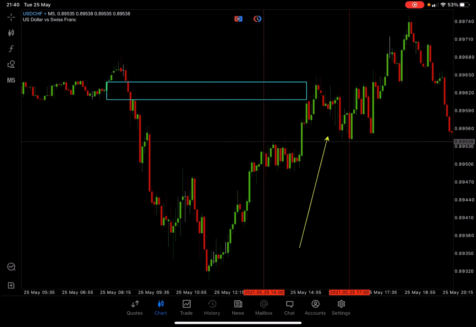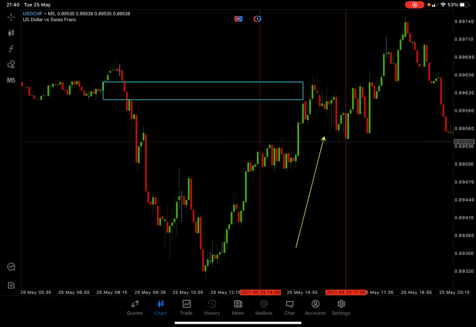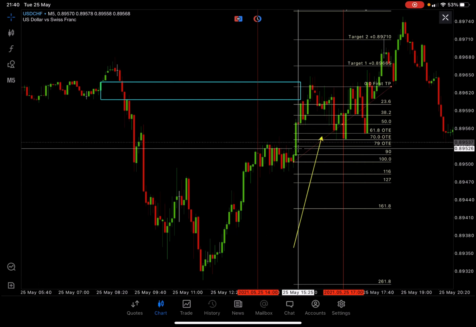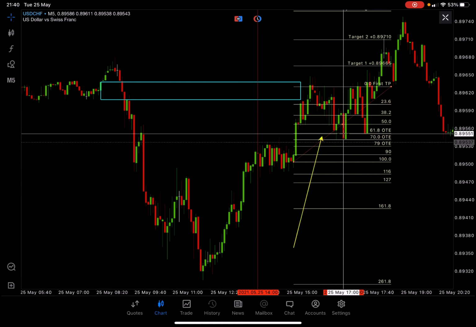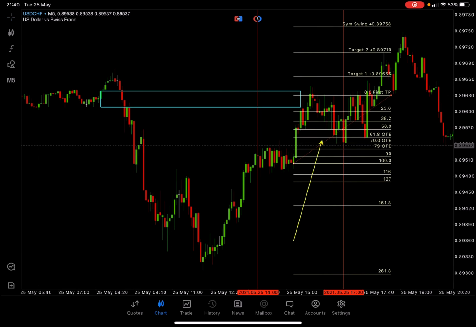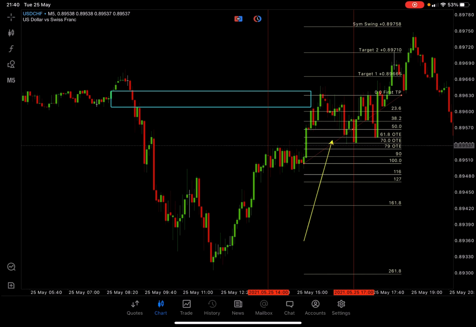So this is expecting a bullish move up. And you have got another optimal trade entry, as you can see there. Optimal trade entry level to go up, went to nearly the symmetrical price swing before coming down.